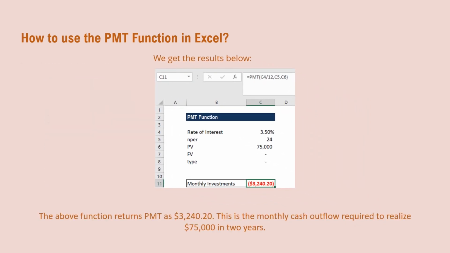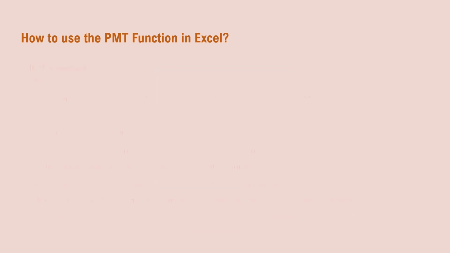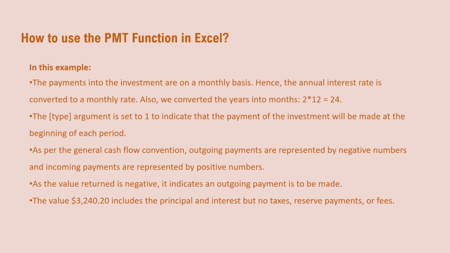The above function returns PMT as $3,240.20. This is the monthly cash outflow required to realize $75 in 2 years. So in this example, the payments into the investment are on a monthly basis. Hence, the annual interest rate is converted to a monthly rate. Also, we converted the years into months, which is 2 times 12 equals 24.